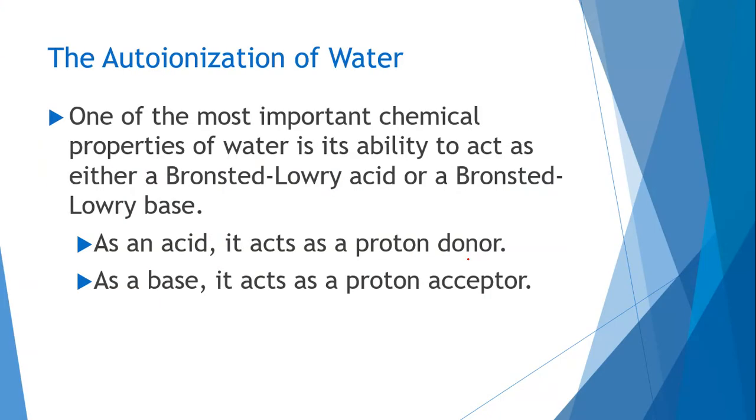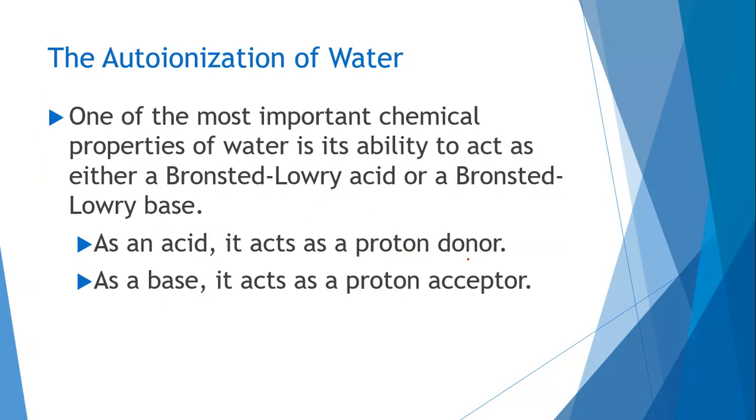To understand whether something is acidic, basic, or neutral, we have to realize how we got our neutral point, or our middle point. We're going to talk about something called the auto-ionization of water, which means that water gets ionized automatically. This is because water is one of the most important chemicals, with a lot of different ranges, and one of them is its ability to act as either a Bronsted-Lowry acid or a Bronsted-Lowry base.